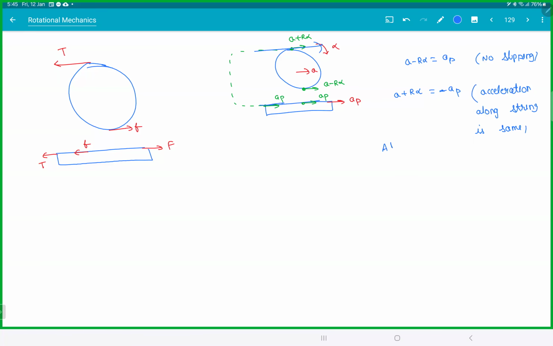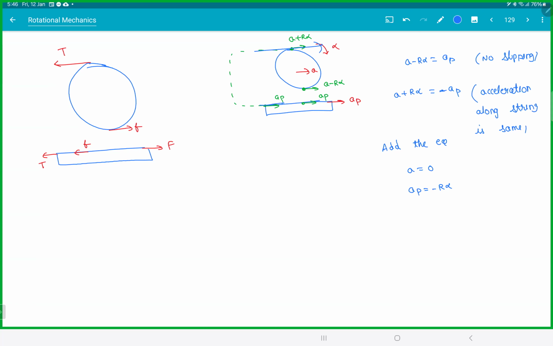Add the above equations. If you add the equations, you will get A is equal to 0. The cylinder is not moving. A plus R alpha, A minus R alpha: the R alphas will cancel, the APs will cancel, A is equal to 0. And that means AP is equal to minus R alpha.